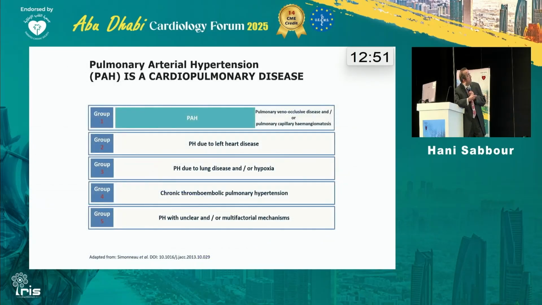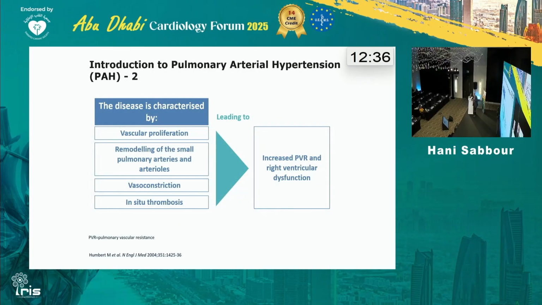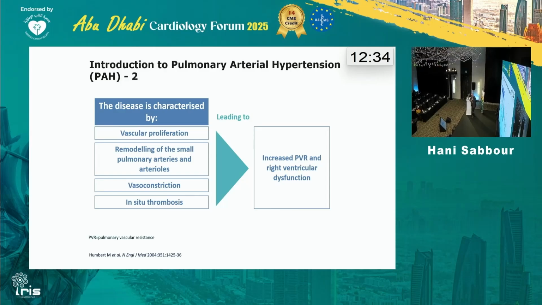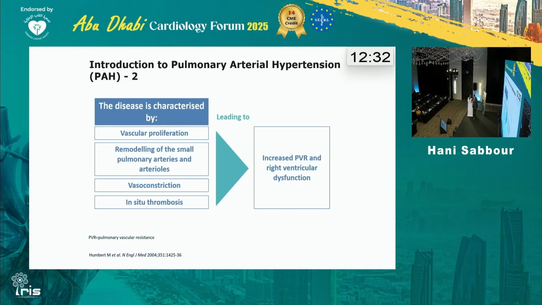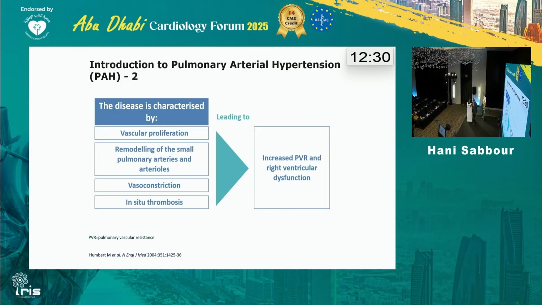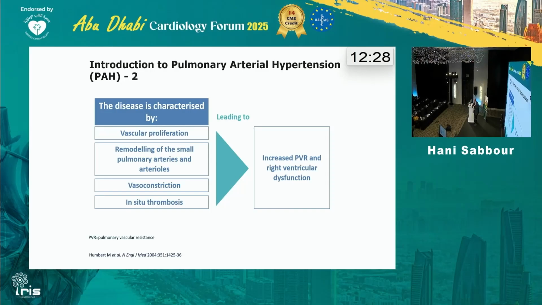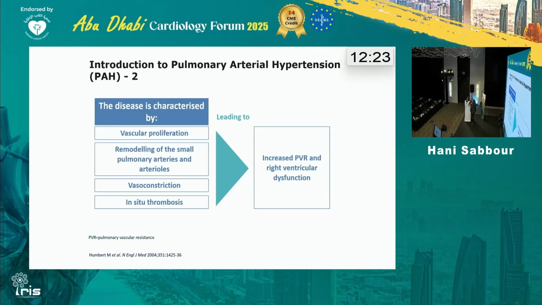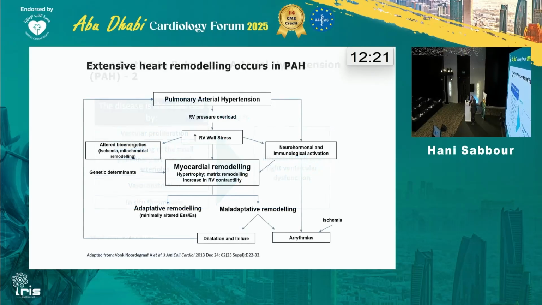So what are the groups? Group 1 is pulmonary arterial hypertension, group 2 is heart failure or left-sided disease, group 3 is lung disease, group 4 is chronic thromboembolism, and group 5 are mixed or complicated disorders. The vascular remodeling and in situ thrombosis is a continuous, progressive process. It doesn't just stop at one point. This isn't like COVID, which causes inflammation that goes away. It's a progressive vasculopathy causing increased pulmonary vascular resistance and right ventricular dysfunction.